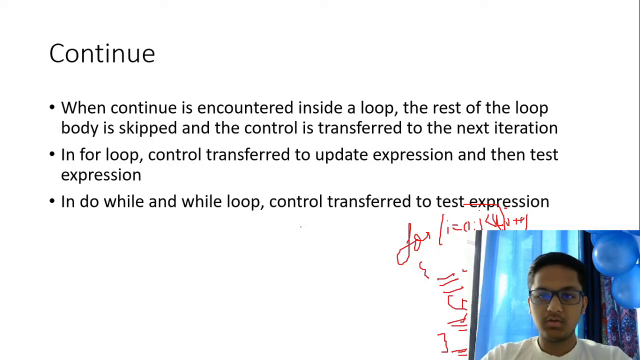So it's directly going to go to the test expression. And if it's true, then it continues with the next iteration. So what continue basically does is transfer the control back to the test expression and then to the update expression and then the test expression, or only the test expression in the case of while and do while loops. So it basically skips the rest of the statements in the loop body.